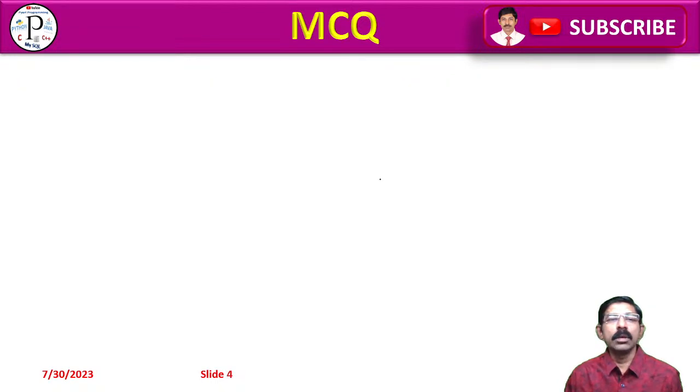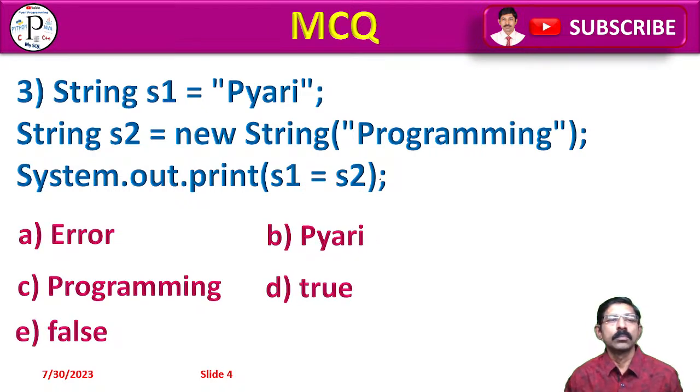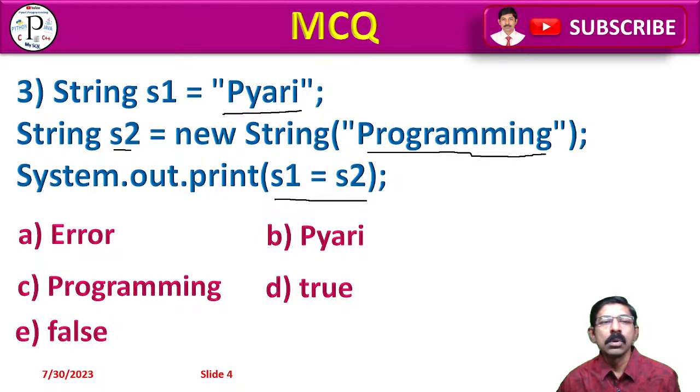So the answer is C. Now the next one. We have a String object where a string constant is assigned. We are creating another String object where programming is assigned with the help of a parameterized constructor. And here I'm saying System.out.print this one. So what will be my output?